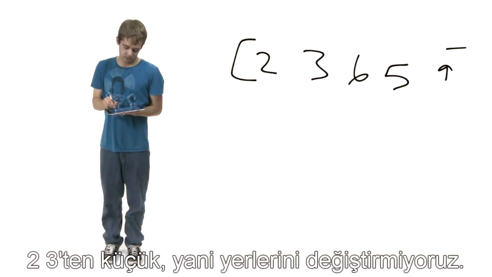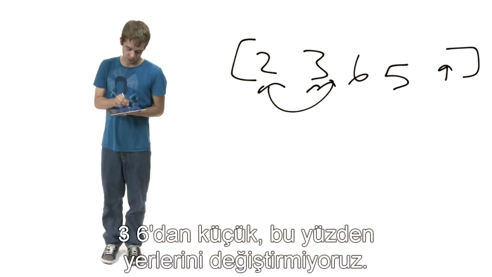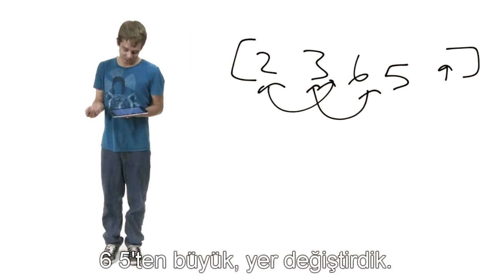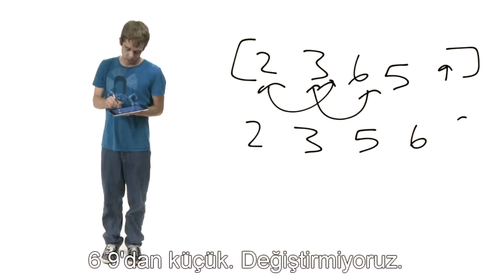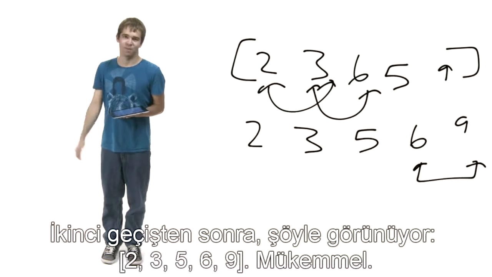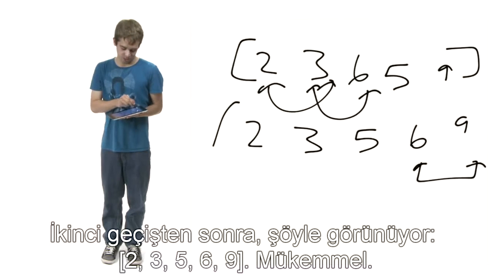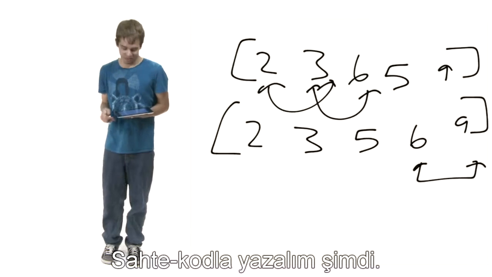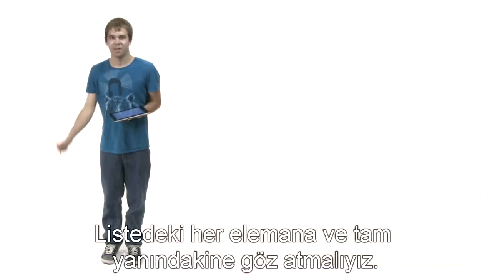2 is less than 3, so we don't swap them. 3 is less than 6, so we don't swap them. 6 is greater than 5, we swap. 6 is less than 9, we don't swap. After the second pass through, it looks like this, 2, 3, 5, 6, 9. Perfect. Now let's write it in pseudocode.